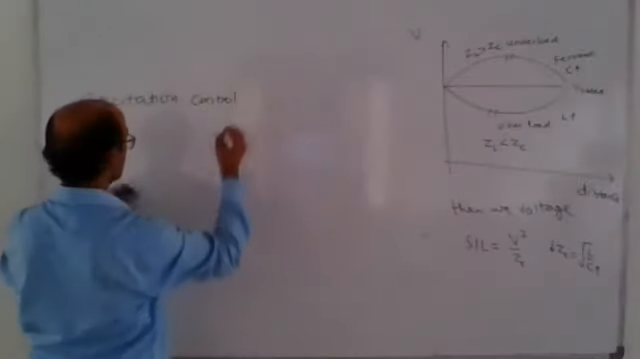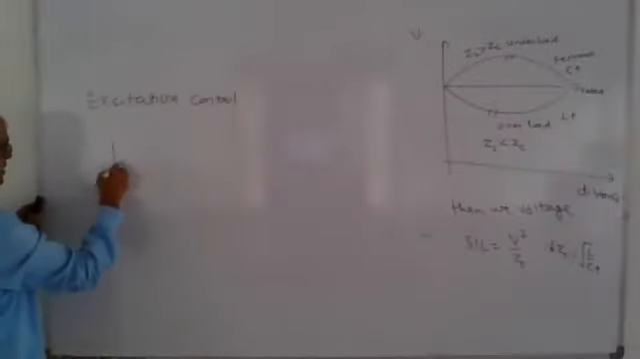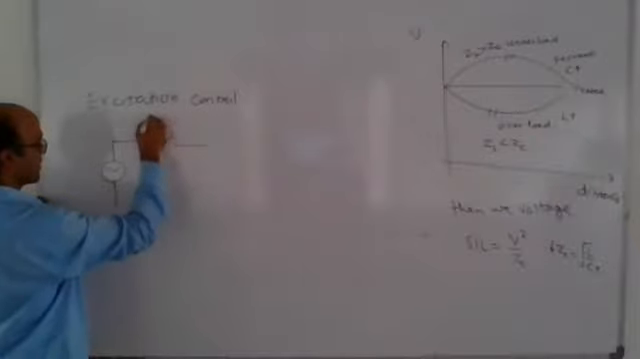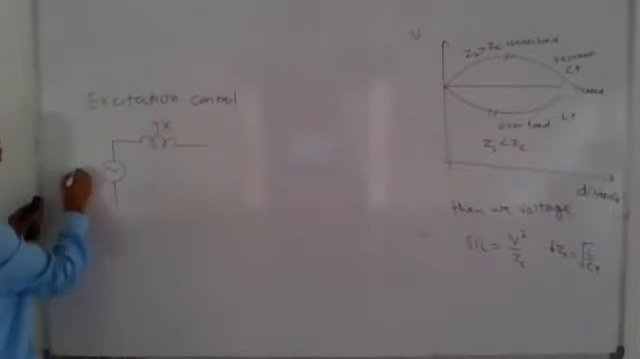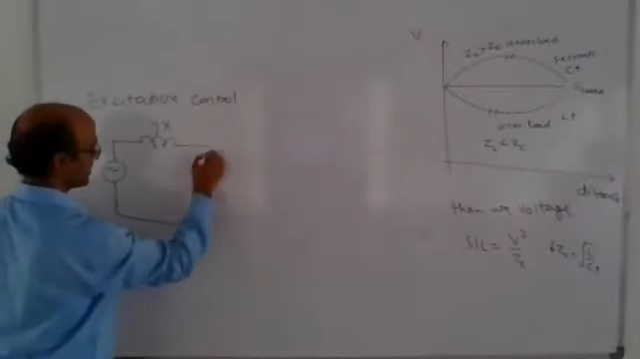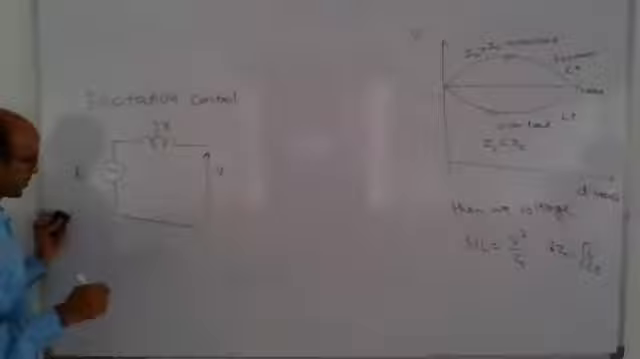Excitation control means which voltage we are controlling? We are controlling the internal voltage. Okay, so a generator can be represented approximately this way. This is the generator voltage, or we can say Vs. This is the terminal voltage, and this is nothing but the sending end voltage. And this is the terminal voltage.